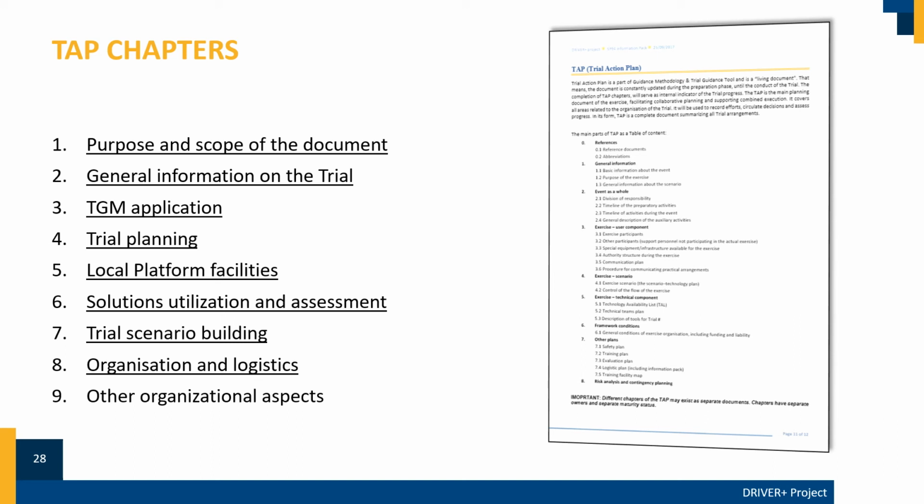Chapter 9 is reserved for all other organizational aspects that have not been defined in other chapters, but are still necessary for the execution of the trial. For instance, a safety plan, a briefing to the catering, how to handle visitors and media, or other planning documents.